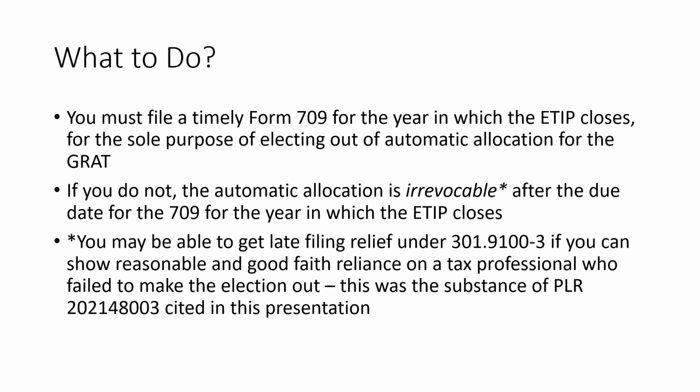Now, this private letter ruling I cited was all about the asterisk to the irrevocable, quote-unquote, automatic allocation, and that you may be able to get late filing relief if you can show reasonable and good faith reliance on a tax professional who simply failed to make the election out or advise you that you needed to make the election out at the close of the ETIP period.